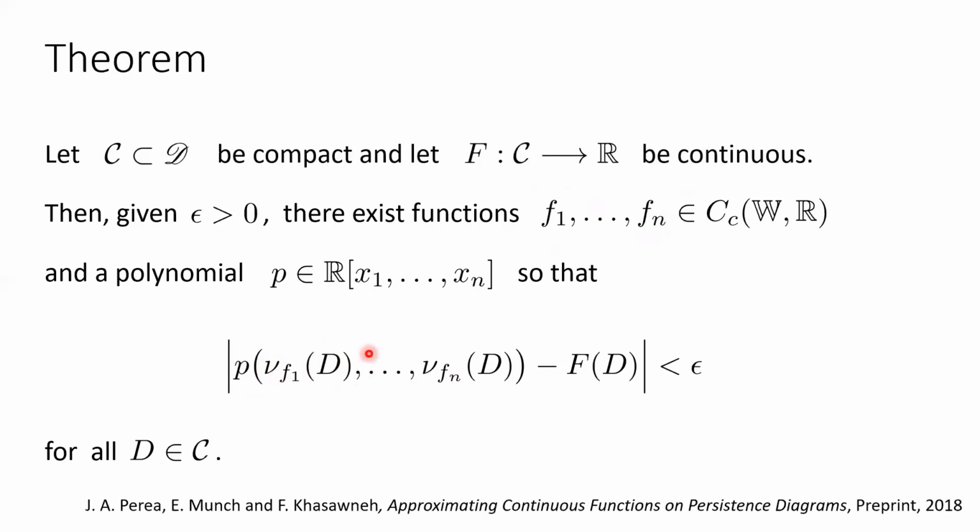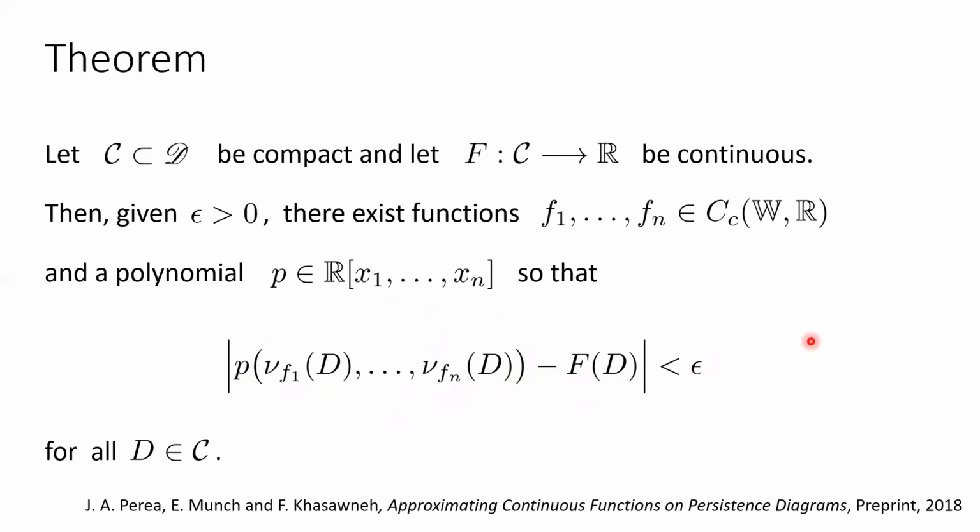And then nu f2 gives you another real number, and all the way up to nu fn, that gives you another real number. So you get these n real numbers, and then you can plug them into this polynomial p, which has degree n, which has n variables, right? So this now gives you a number. And then what the theorem says is that the value that you get out of this process is very, very close to the value from the function f that you wanted to learn in the first place, right? So it's saying that the difference between this and this value is less than epsilon.